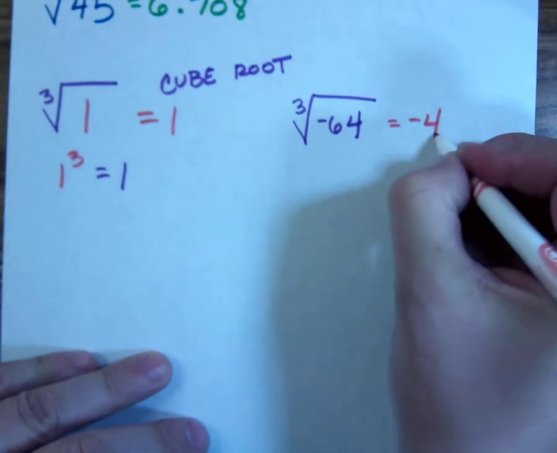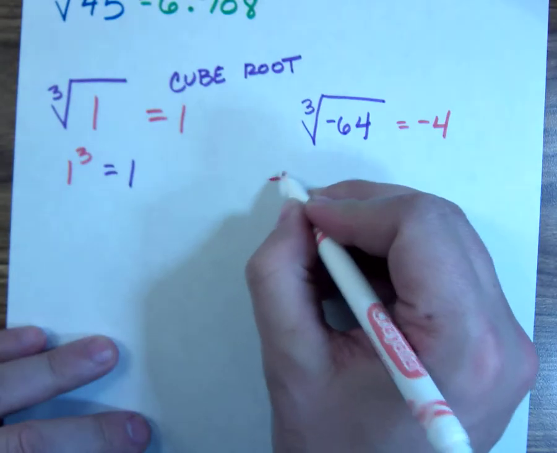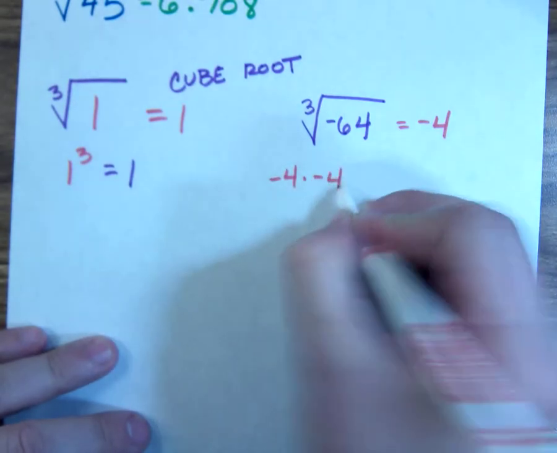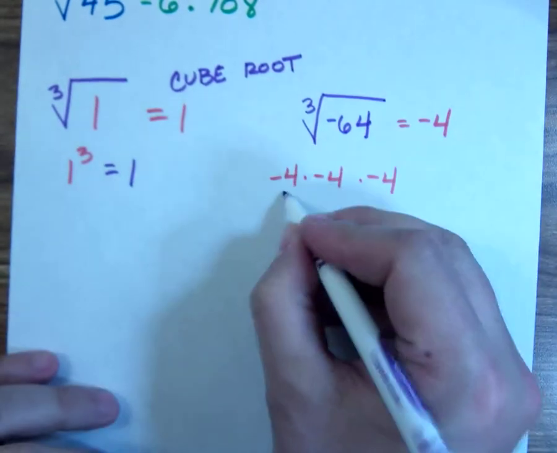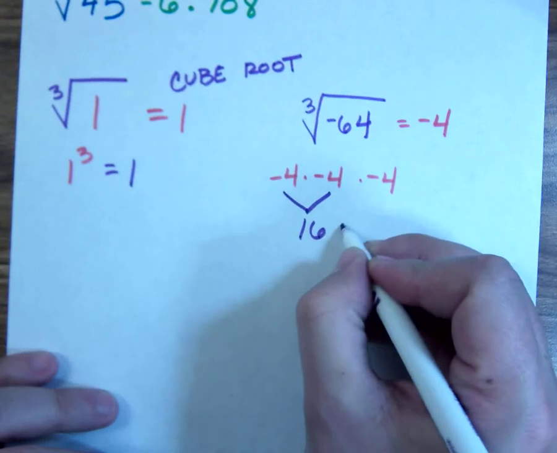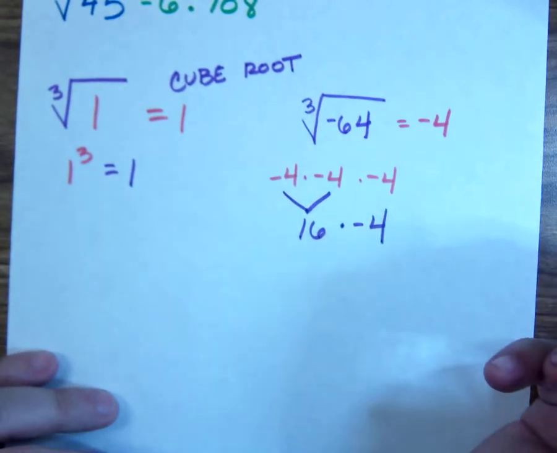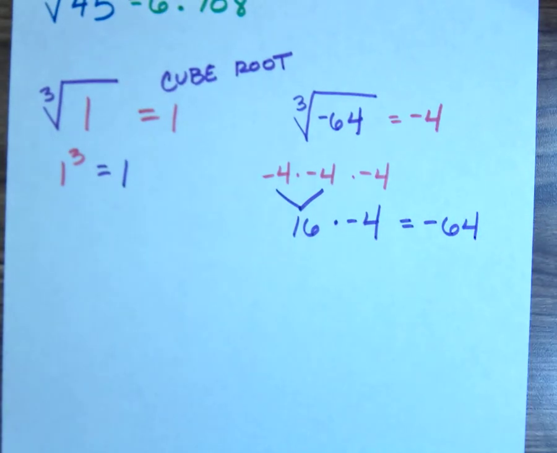And here's why that works. Let me show you the reason it works down below. Negative 4 cubed is negative 4 times negative 4 times negative 4. A negative times a negative is a positive. That's positive 16 times negative 4. And positive 16 times negative 4 is negative 64. So multiplying a negative by a negative gives you a positive. Multiplying a negative times a negative times a negative gives you a negative.